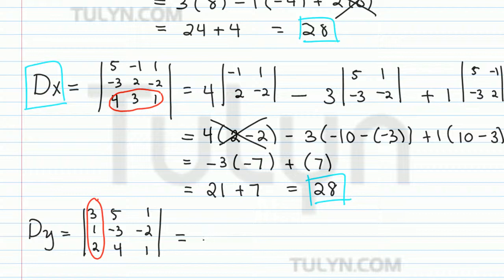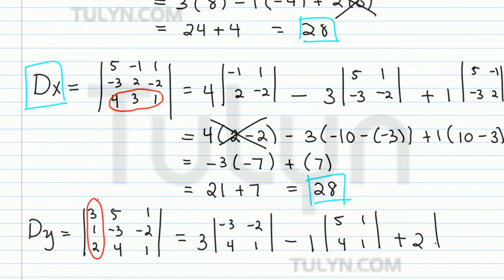I'll write each element along with its minor, so 3, and its minor is going to be negative 3, 4, negative 2, 1. Minus 1. Remember, down the first column, the signs are plus, minus, plus, so since we already know that, we can just write it down. So 1 times its minor, so we have 5, 4, 1, 1, and then finally plus 2 times its minor, which is 5 minus 3, 1, negative 2.